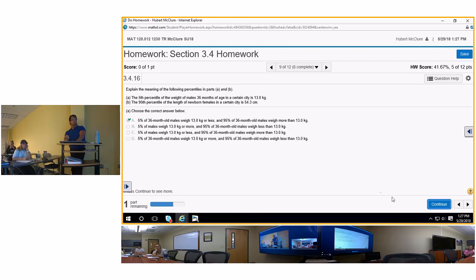Why isn't it going to the next problem? Yep, press continue. Oh, I have to hit continue? Yeah.